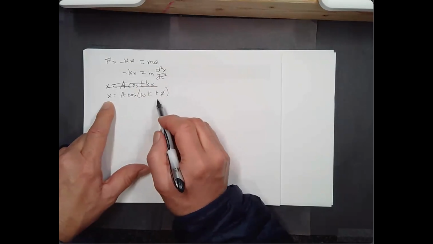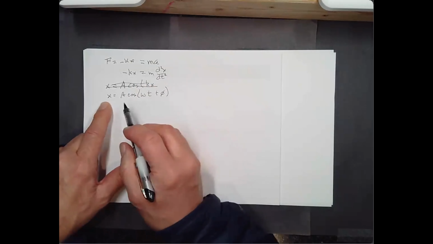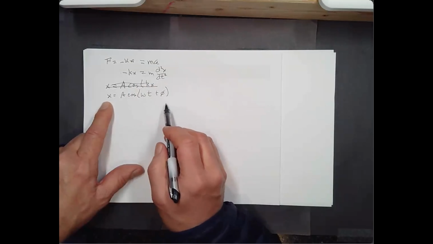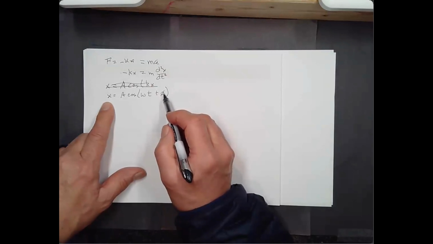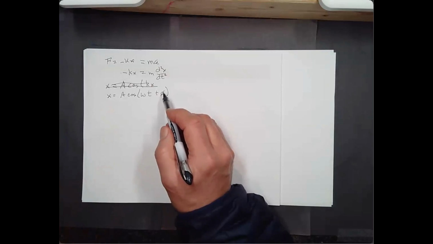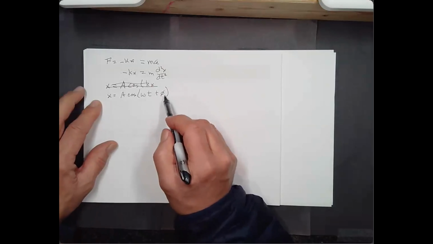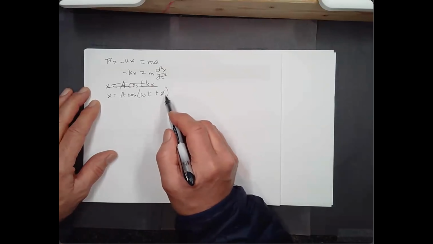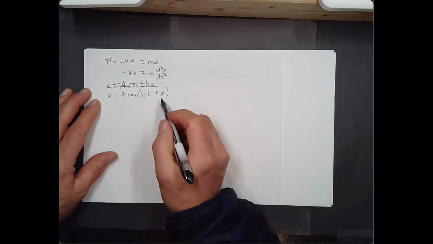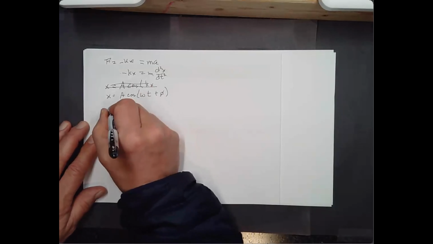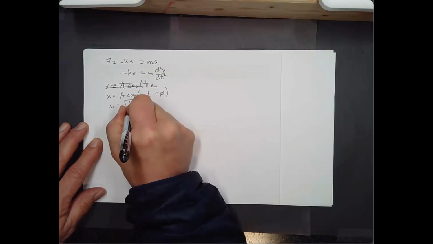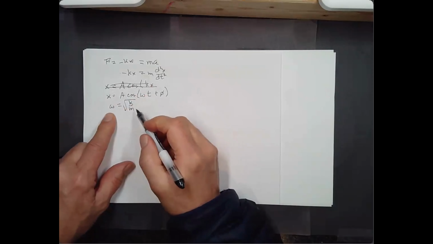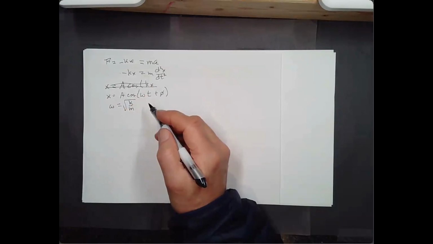Now, the solution that could just as easily work is a sine of omega t plus phi. You'd get the same sort of behavior. You'd have a different value for phi, but we'll just go with that because that's what the textbook chose. Built into this is, one, that omega ends up equaling the square root of k over m, and we'll call that the angular frequency.